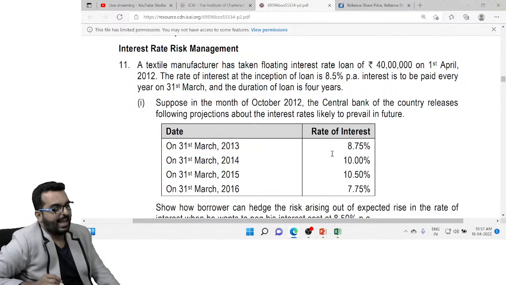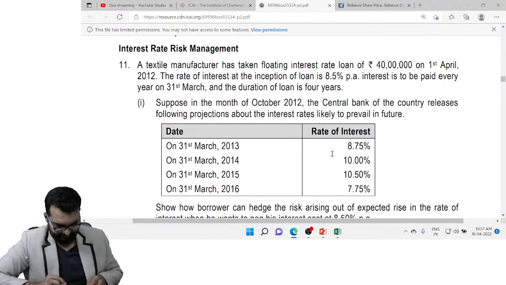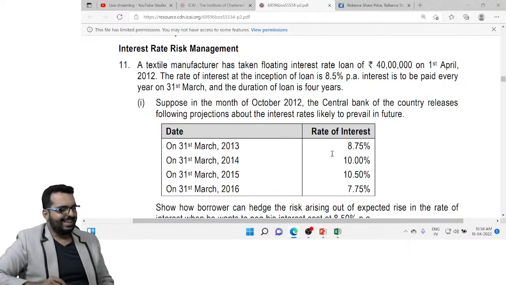Excellent, Suraj. Cap or floor, which one should you take? Tell me the precise answer. Cap. Excellent. The right answer is you should take a cap.